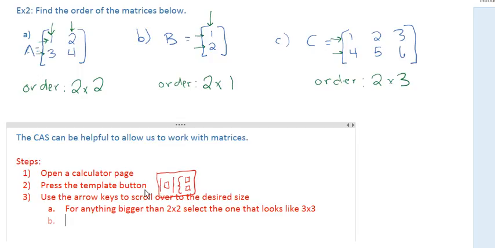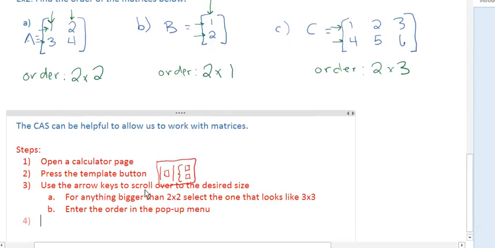What you're going to do then is enter the order in the pop-up menu. And we'll go through a couple examples in just a minute. So you open this template, it brings up a menu, scroll over to the size you want. You may need to select the other option and then fill in your order.